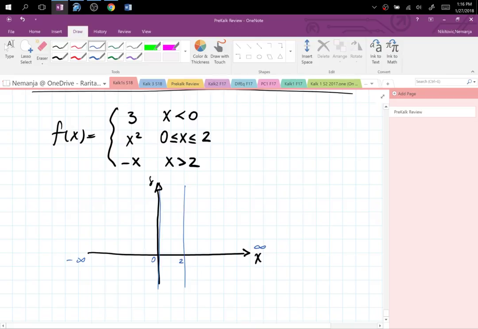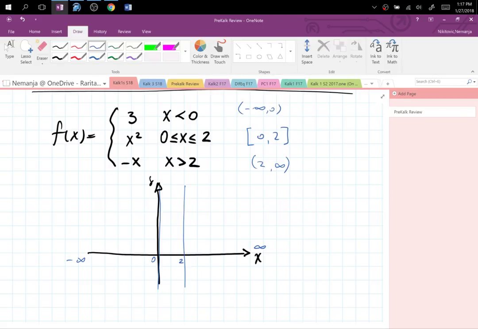Maybe I should write those also. You can write this one as negative infinity to 0. This one is 0 to 2 with the brackets that include those points. And then 2 to infinity. Right, these are the different ways to write these intervals, right? You can use inequalities, or you can use the sets. I mean the interval notation.